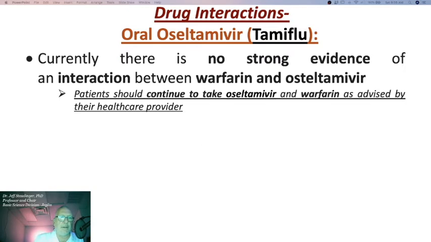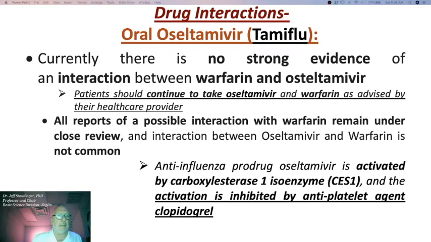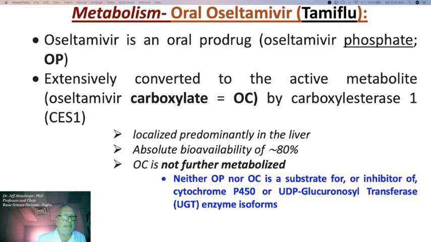These drugs do not appear to interact with warfarin, though this question is still under investigation. Oseltamivir is a prodrug. It's activated by carboxylesterase 1 enzyme. Activation of Tamiflu is inhibited by clopidogrel. There are no black box warnings with it. The prodrug is the phosphate form, whereas the active metabolite is the carboxylate form.